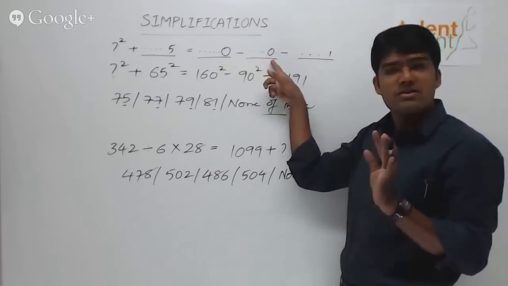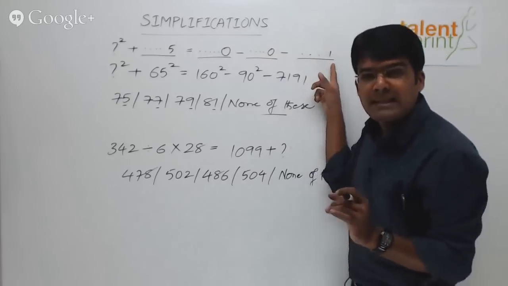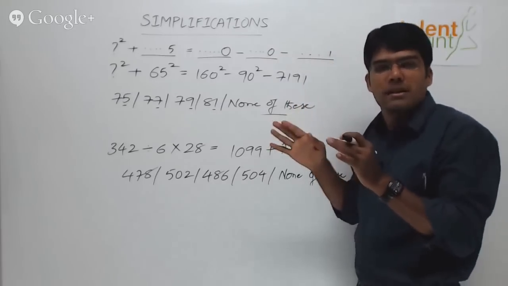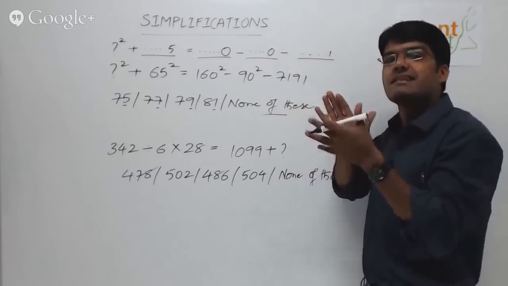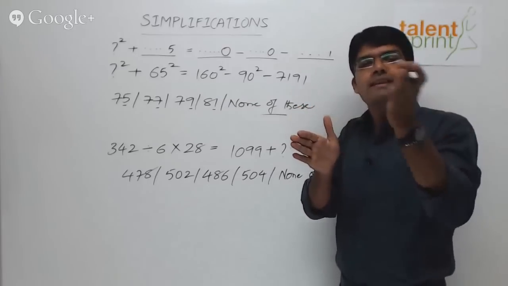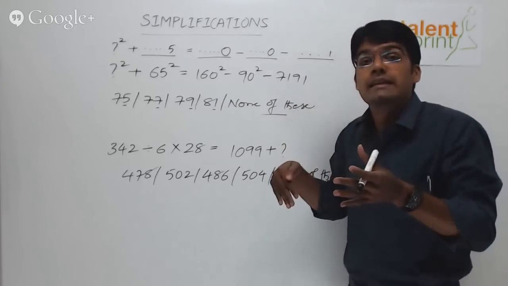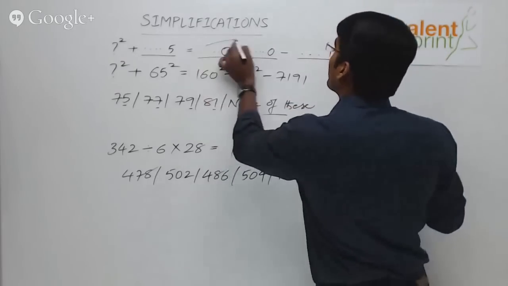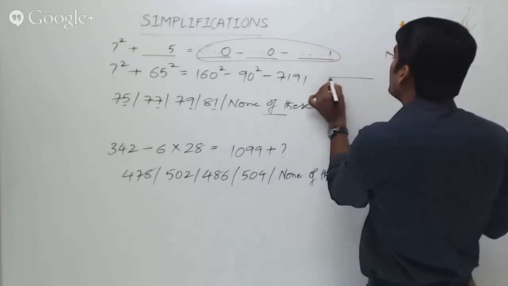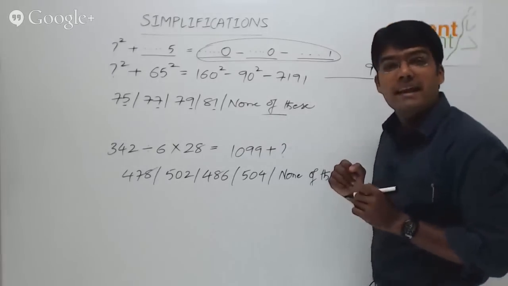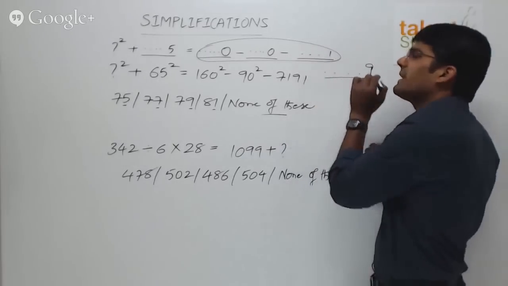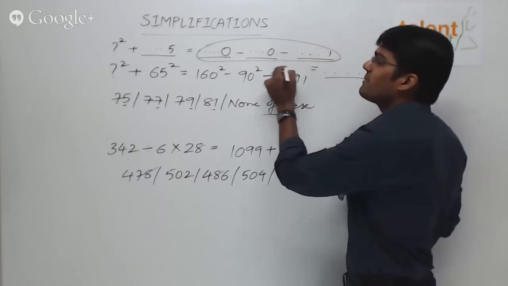So 0 minus 0 is 0. 0 minus 1, don't write minus 1. 0 minus 1 is not possible, as these are digits of some number. So we borrow 1, that 0 becomes 10. 10 minus 1 is 9. So now I can say that the right hand side ends in 9. Some number, it ends in 9. Equals to, look at this part now.